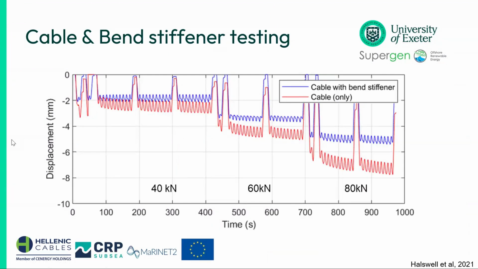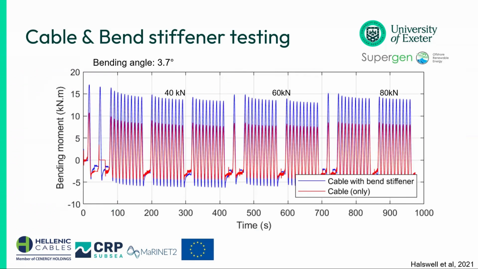In terms of the test, it's basically the same, cyclic loading side to side with different tensions applied. And you can see here that's over time with different tensions applied: 40, 60, and 80 kilonewton tensile loads at the same bending cycles. And you can see the cable with the bend stiffener overall sees a lot less displacement and maintains those cycles a lot better. This is showing you the displacement in what we call the z-axis.